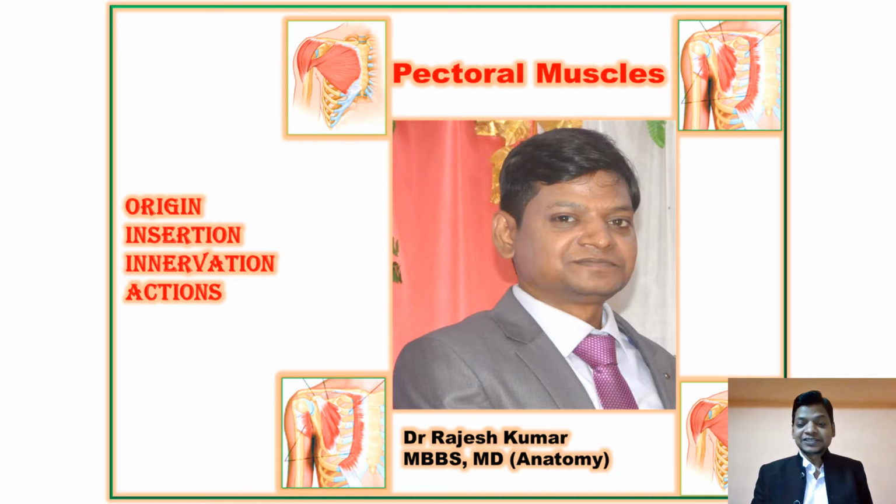Today we will be discussing the muscles of the pectoral region. Pectoral region means the anterior chest wall. This anterior chest wall contains the muscles pectoralis major, pectoralis minor and one small muscle, subclavius. This region also contains the serratus anterior muscle, but that we will discuss some other time. So today we will be discussing pectoralis major, minor and the small muscle subclavius.